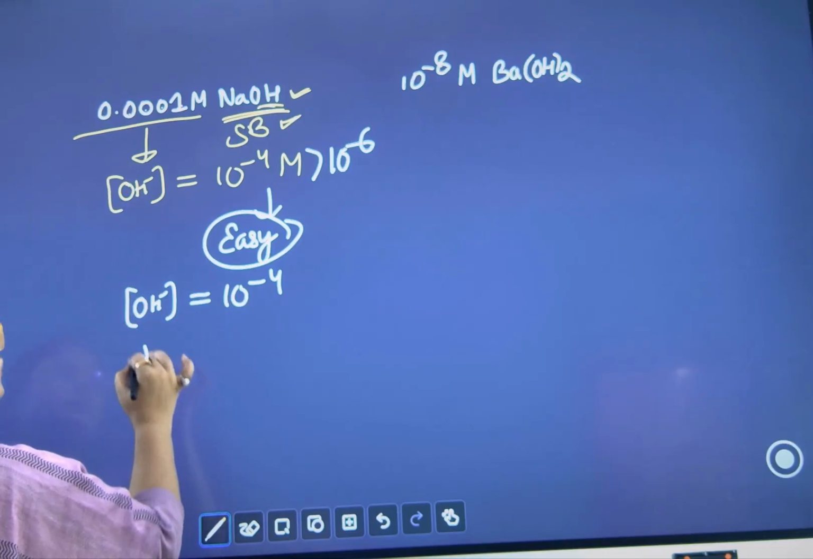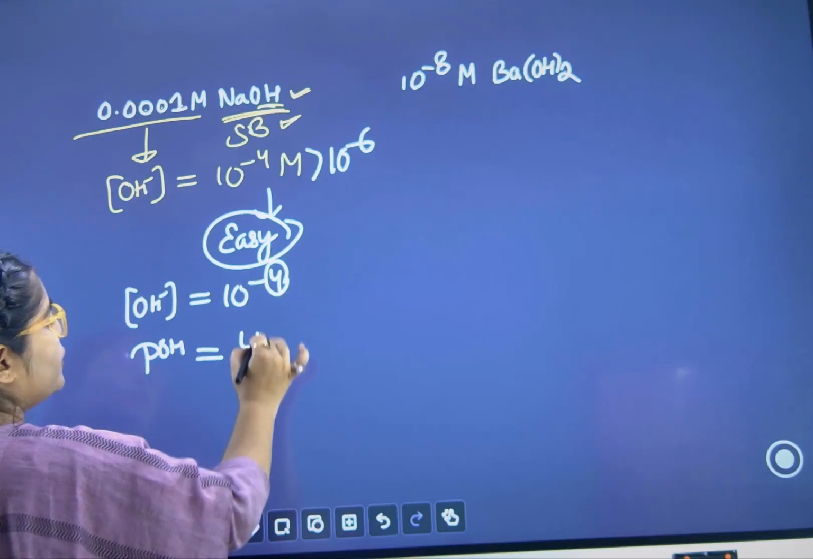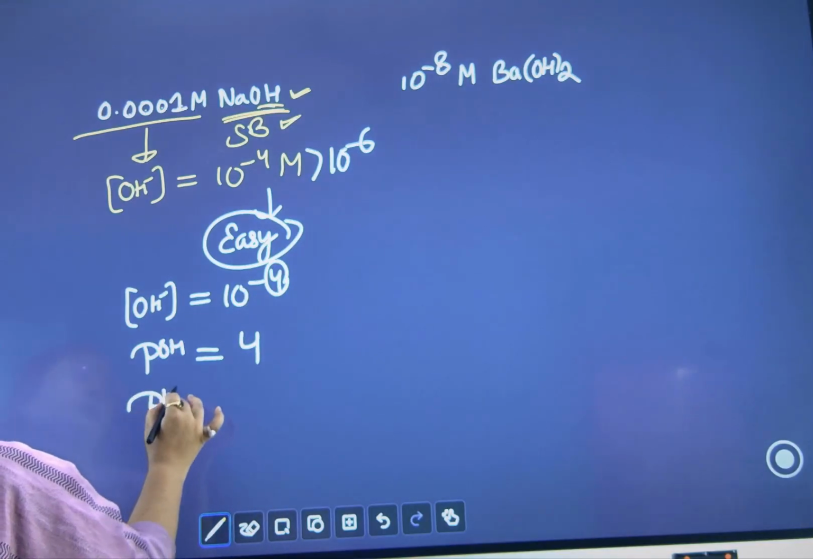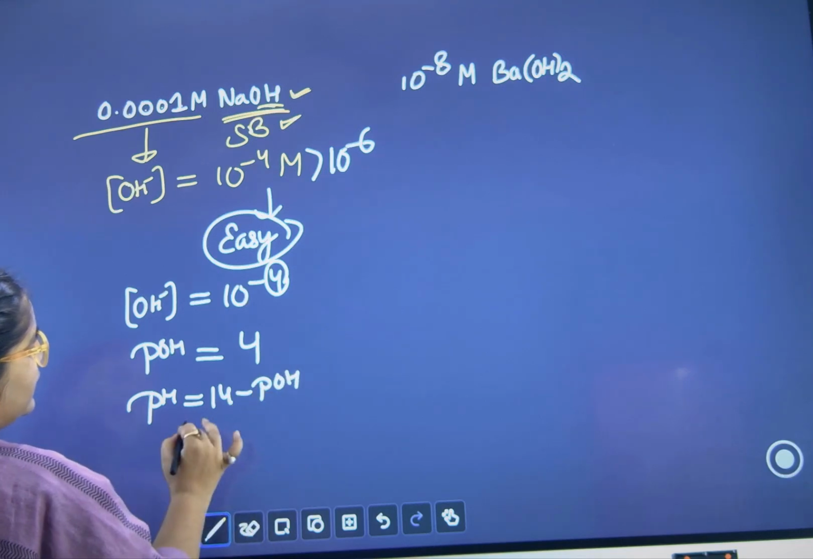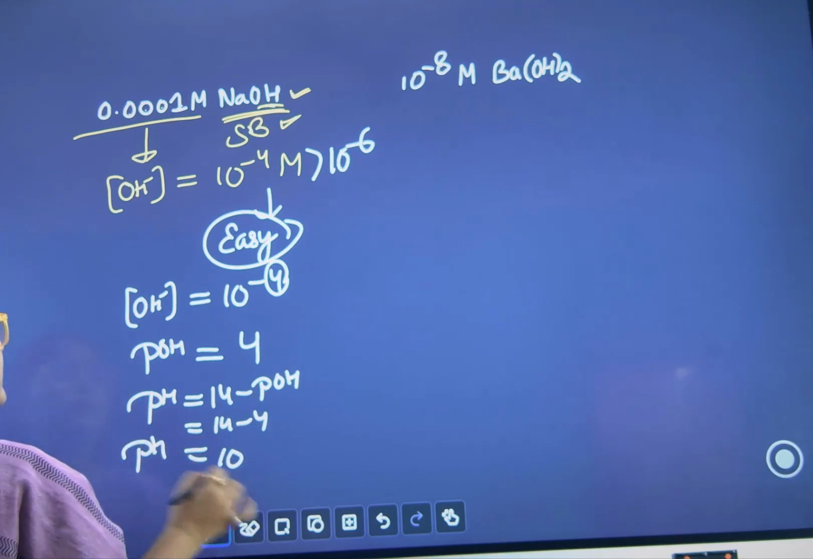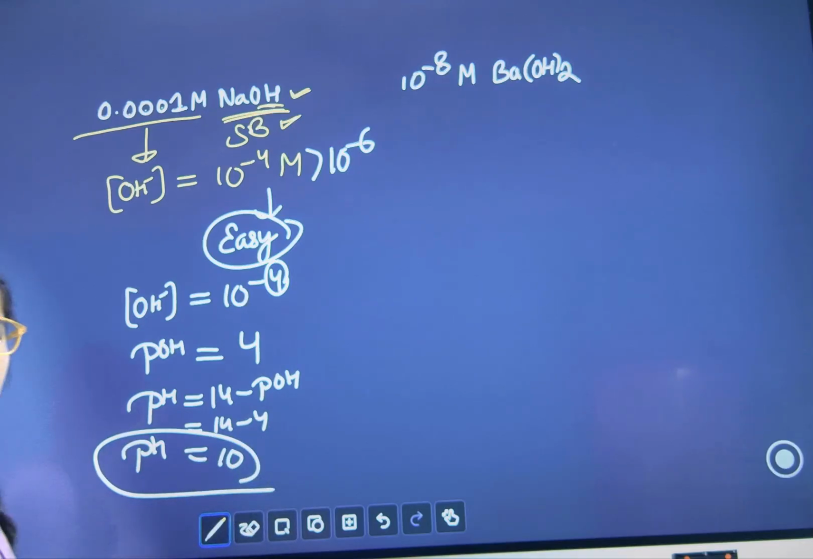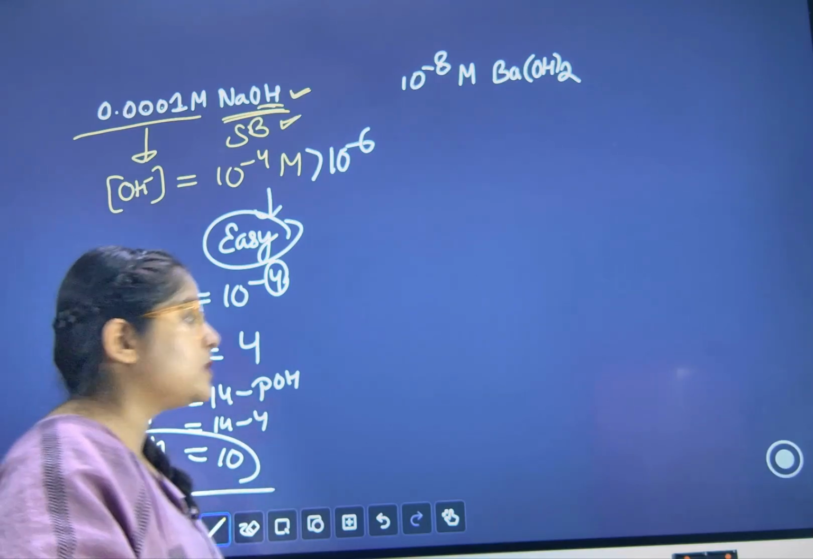So OH is this. So pOH directly can I write down? I will not solve. What is the power? 4. pOH will be 4. So what will be pH? pH equal to 14 minus pOH, that is 14 minus 4. So pH will be 10. And it is right also. It is a base, so pH will come more than 7. 10 is the right answer.